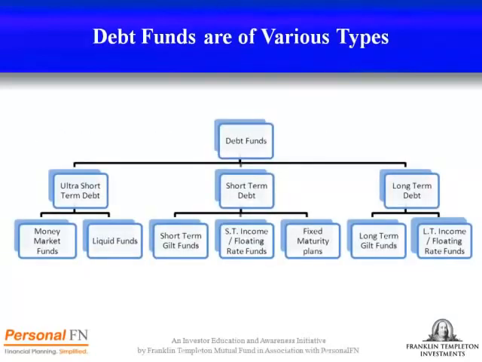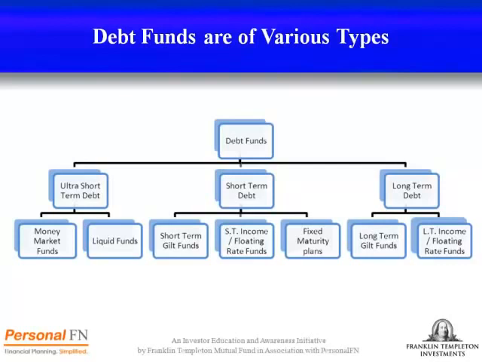Debt funds are of various types as depicted by the chart here. So let's see the various types of debt funds. Debt funds are broadly classified into three types: ultra short-term debt funds, short-term debt funds, and long-term debt funds. Ultra short-term debt funds are further classified into two types: money market funds and liquid funds. Short-term debt funds are classified into three types: short-term gilt funds, short-term income or short-term floating rate funds, fixed maturity plans, and long-term debt funds are classified into two types: long-term gilt funds and long-term income or floating rate funds. So let's learn about these in detail.